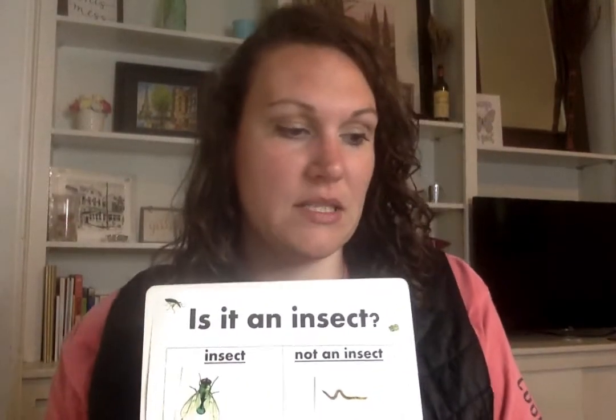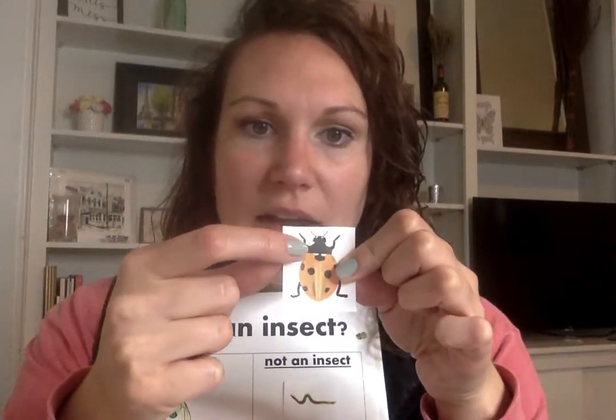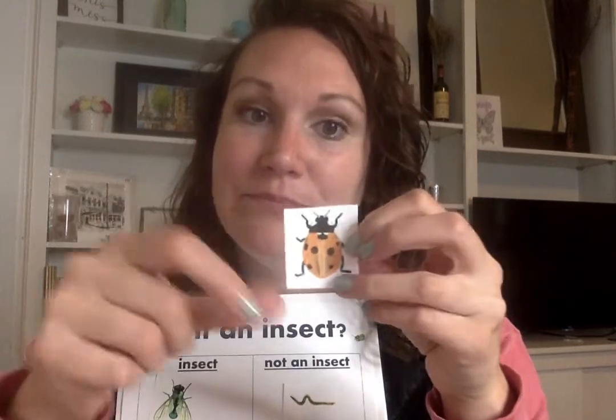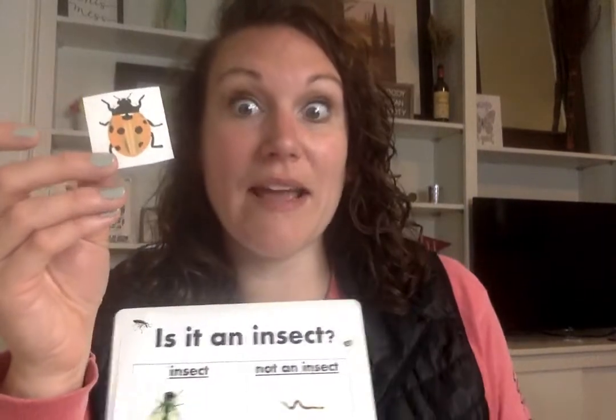Ooh, let me see what's next. Ooh, next I have a ladybug. Look at that ladybug. It has a head, a thorax, and an abdomen. How many legs do you see? There are 6. 1, 2, 3, 4, 5, 6. And it has 2 antennae. So that one has all the things.